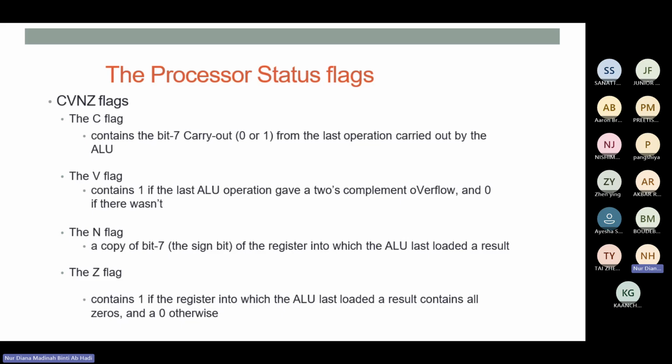As mentioned just now, C is for carry out, V for overflow, N for negative, Z for zero.